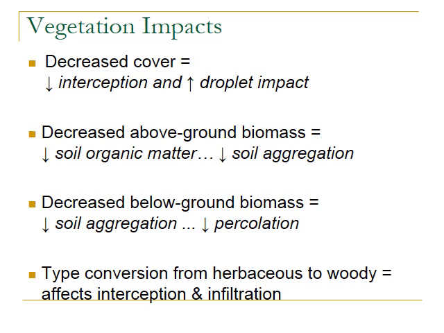So in summary then, vegetation impacts: anytime you decrease cover, you decrease interception and you increase droplet impact, which increases erosion generally. Anytime you decrease above ground biomass with fire or grazing, you decrease organic matter and you decrease the soil aggregation generally. If you decrease the below ground biomass, then you also decrease soil aggregation and you decrease percolation down into the soil.